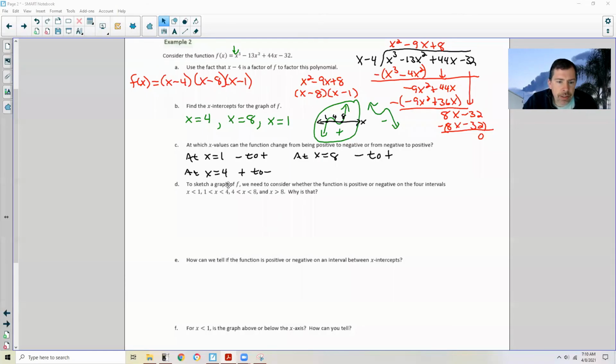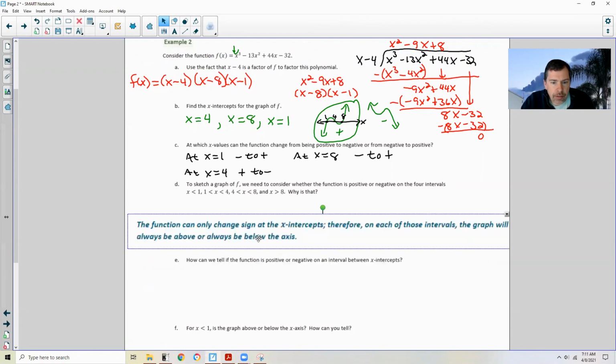Okay, part D says, to sketch a graph of this function, we need to consider whether the function is positive or negative on the four intervals. And the four intervals are, if these are our solutions, we want to know what happens when x is less than 1, when x is between 1 and 4, when x is between 4 and 8, when x is greater than 8. And that's what I'm showing here. Less than 1, between 1 and 4, between 4 and 8, and greater than 8. And that's what they have here. And it says, why is that?